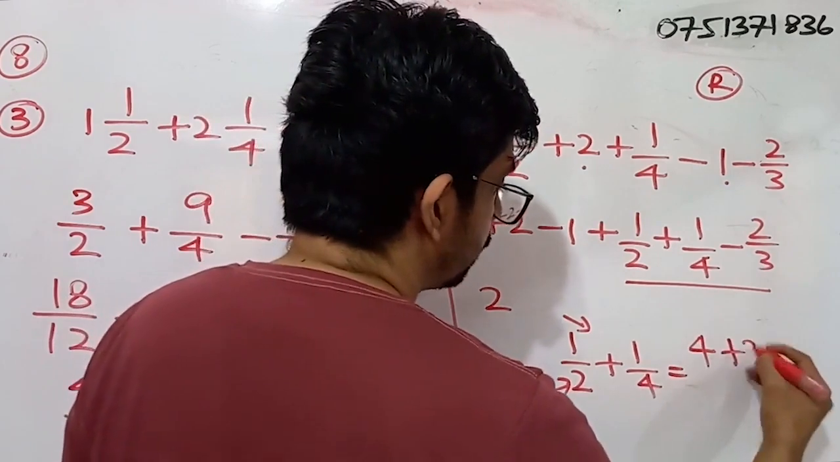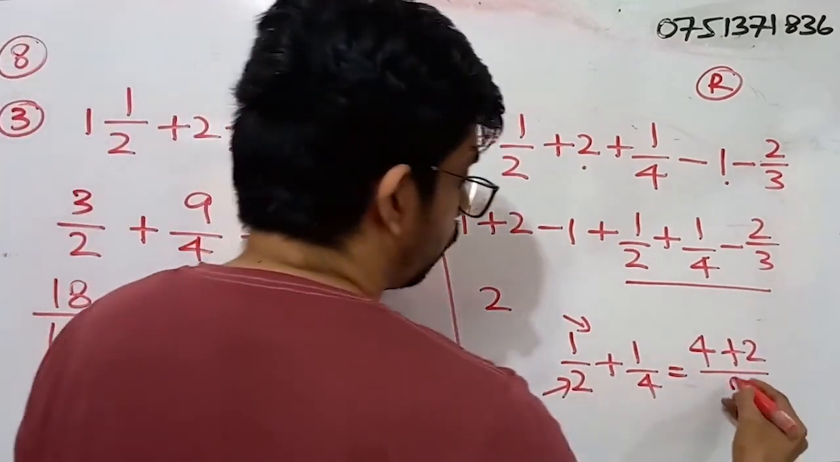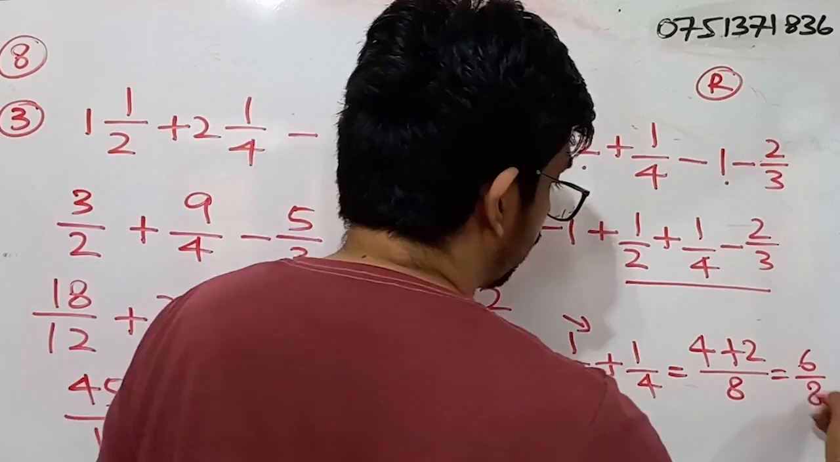2 times 1, that is 2. Then 2 times 4, we get 8. So this will be what?